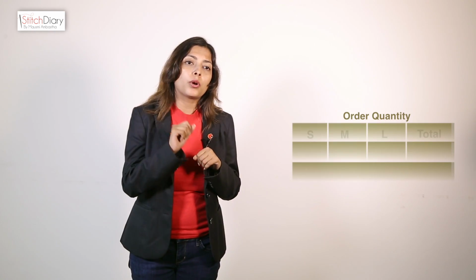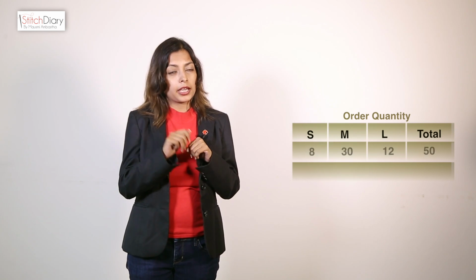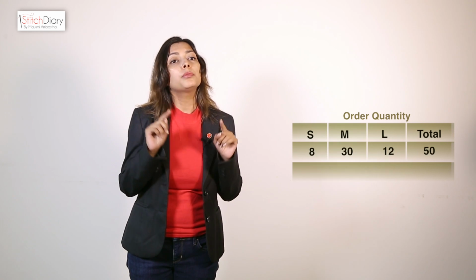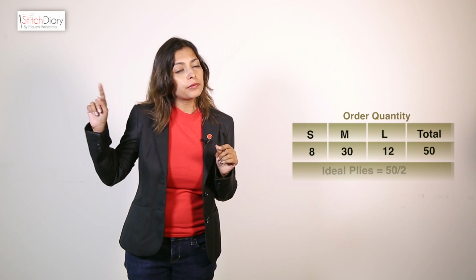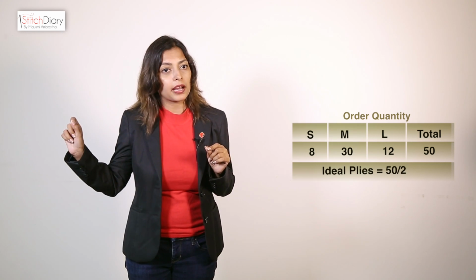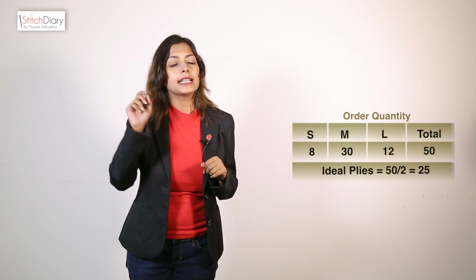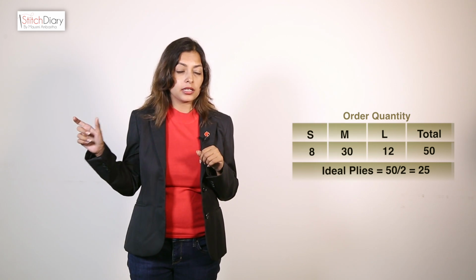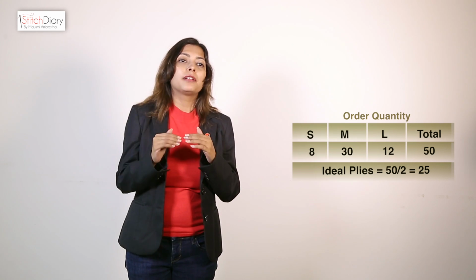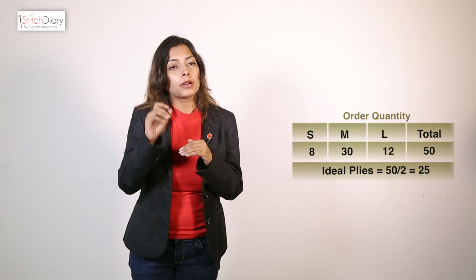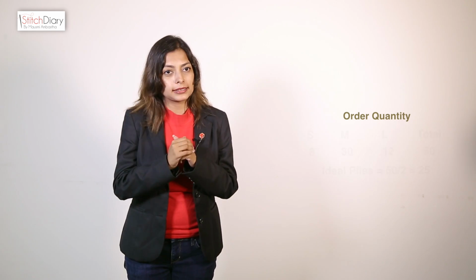Let's say an order quantity of 50 pieces. If I am allowed to put maximum 2 pieces in a marker, 50 divided by 2 is 25. So 25 plies is my ideal number of plies, or my target which we should achieve while making a cut plan in terms of number of plies.